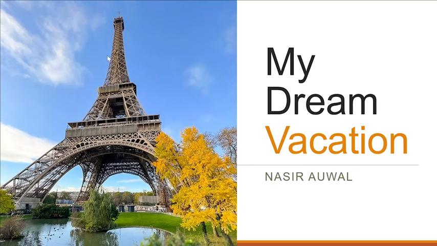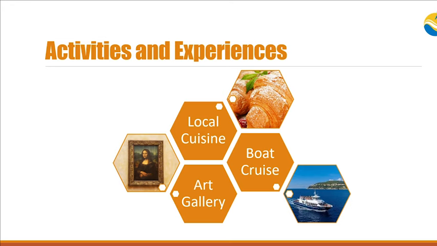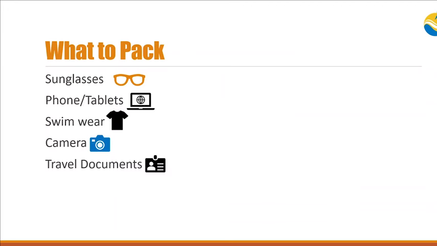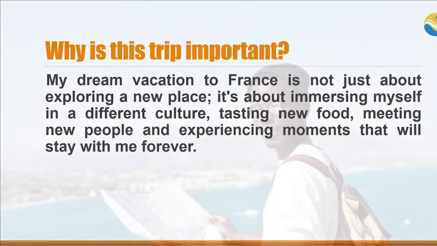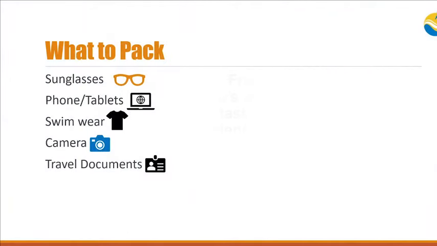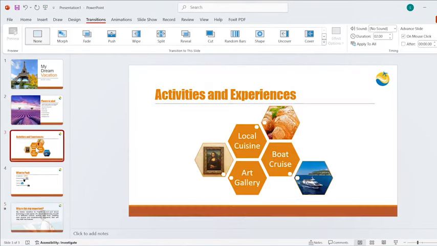So on this, if I click on next, it goes to my second slide, and then activities and experiences on the third slide, what to pack on the fourth slide, and then this transition happens to the fifth slide. So remember, to apply a transition, you go to the slide you want to transition to and then apply the transition. Now the next thing we're going to do is to apply animation. Animations happen within a slide, so you can animate elements in a slide.